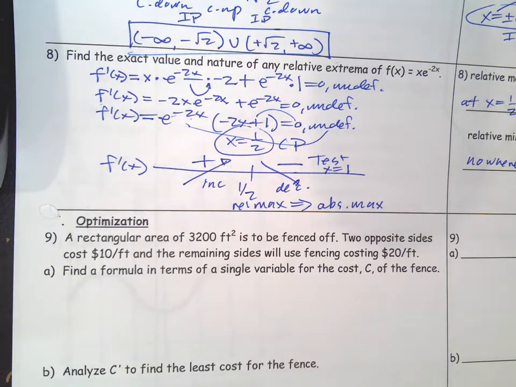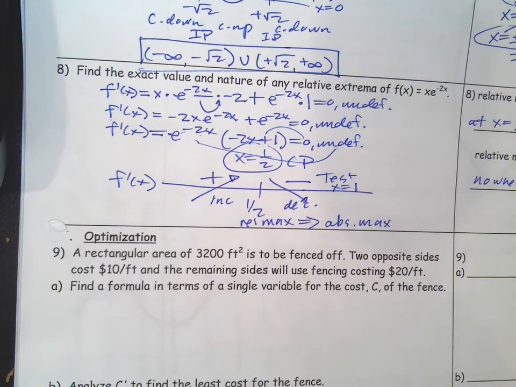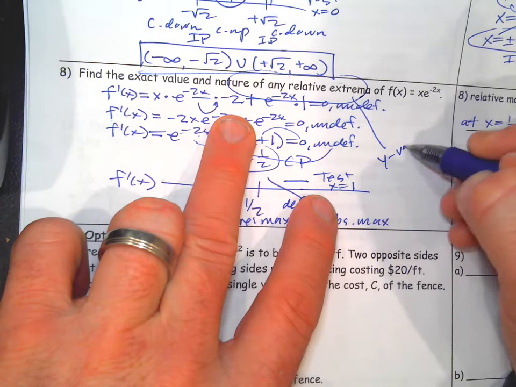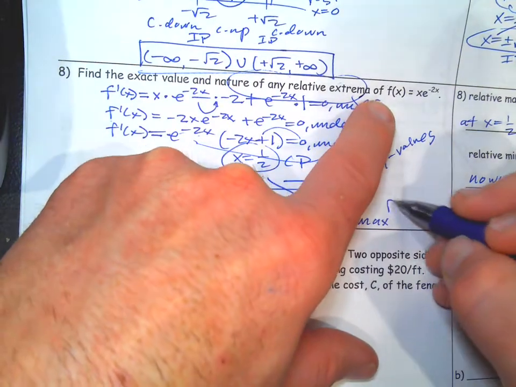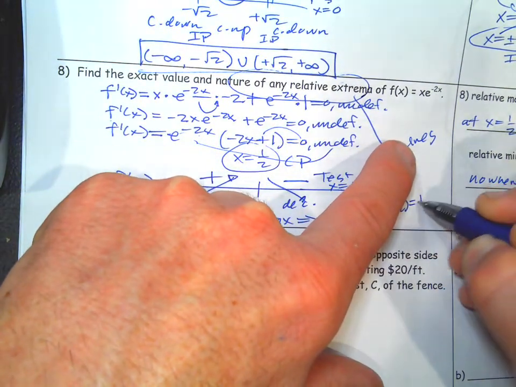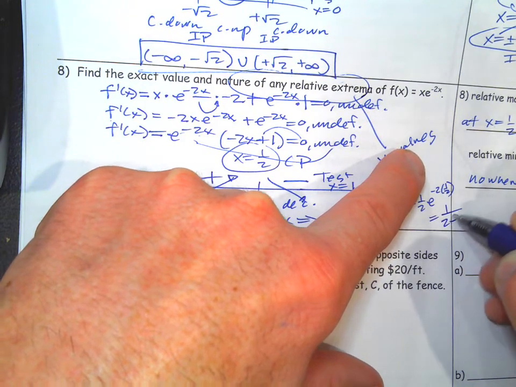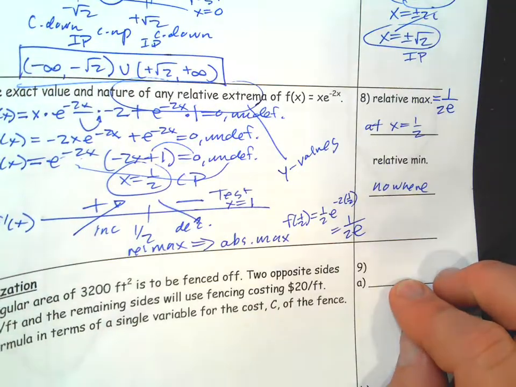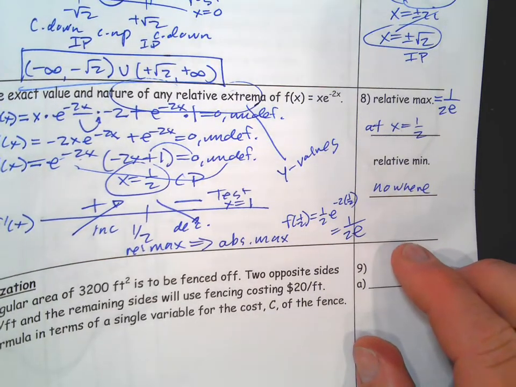Now it says find the exact value and nature of the relative extrema. So I made a little mistake. They usually ask me for the x coordinate, but they said the actual relative extrema. We need the y values. So we've got to plug 1/2 back into the original function. So f of 1/2 is 1/2 e to the negative 2 times 1/2, which is going to be 1/2e. So the relative max is 1/2e at x equals 1/2. That's also the absolute maximum. Okay.